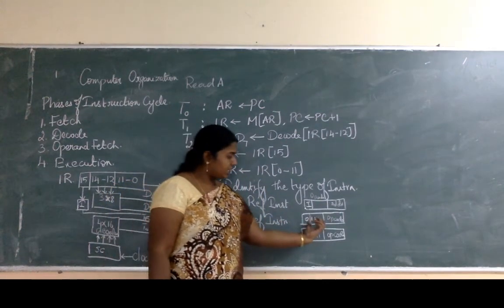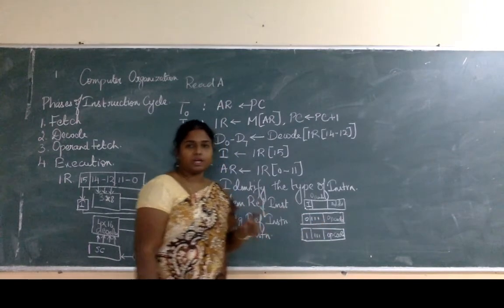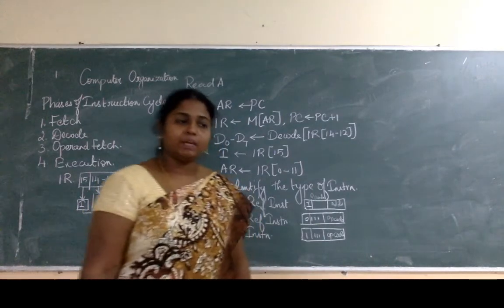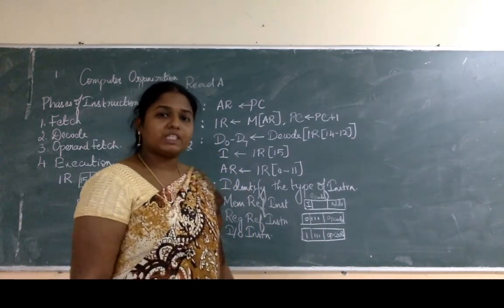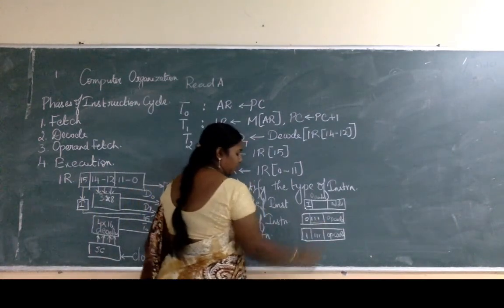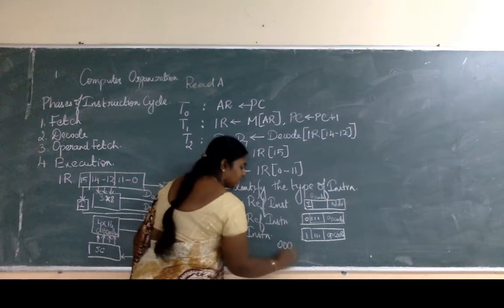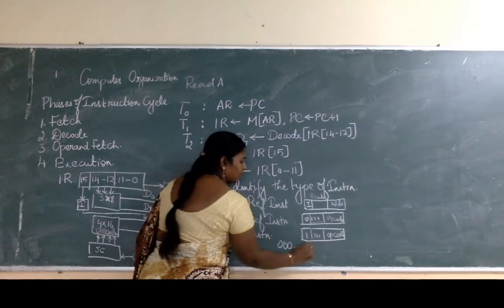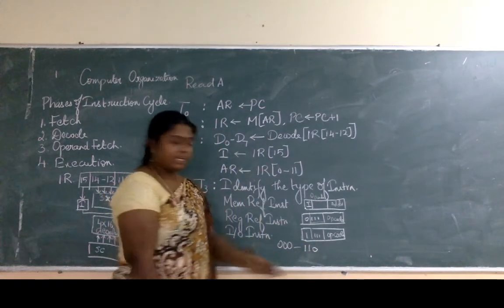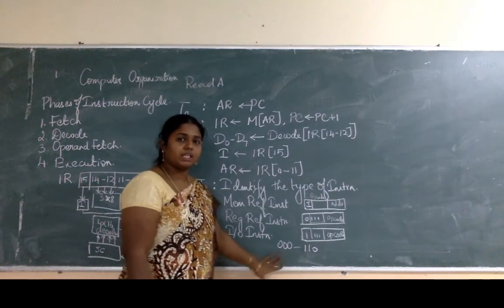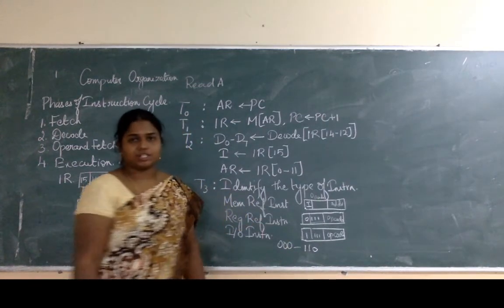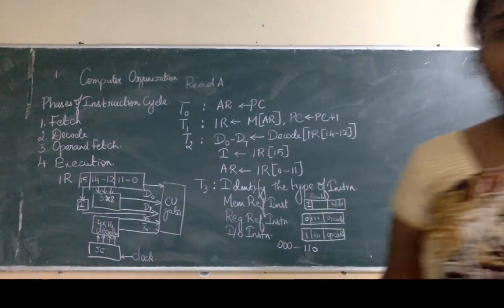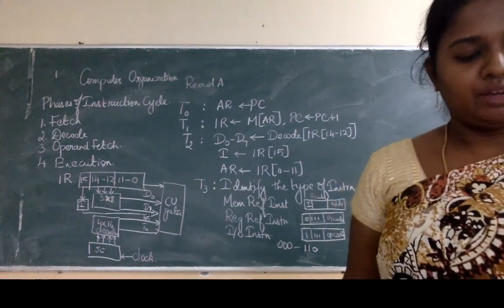Now, when these 3 bits, bits 14 to 12, are all 1, it can only be a register reference instruction or an input-output instruction. If its value is anything other than 111, such as 000, 001, 010, 011, 100, 101 or 110, then it will be a memory reference instruction. Are we clear till here? So the bits 14 to 12 are used to identify what type of instruction we are dealing with.